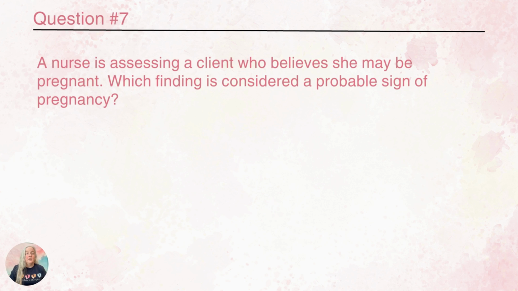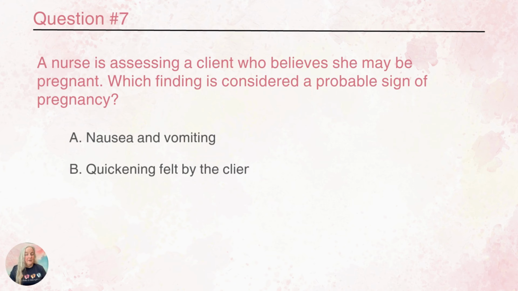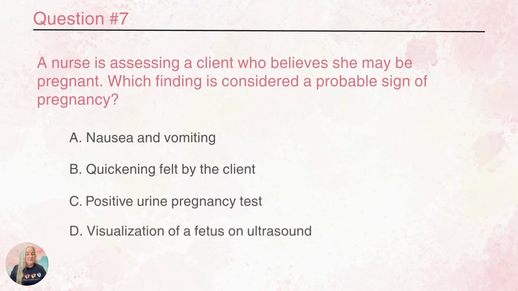Question number 7. A nurse is assessing a client who believes she may be pregnant. Which finding is considered a probable sign of pregnancy? This should be easy. A, nausea and vomiting. B, quickening felt by the client. C, positive urine pregnancy test. D, visualization of the fetus on ultrasound. So remembering everything that we know, A, nausea and vomiting. This is subjective information from the client, so that's presumptive.